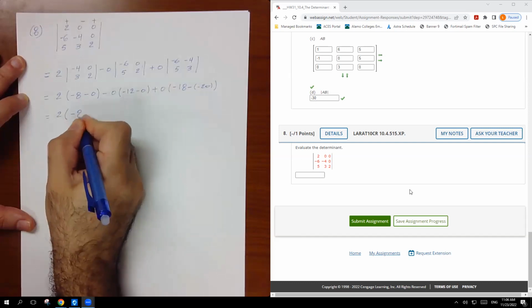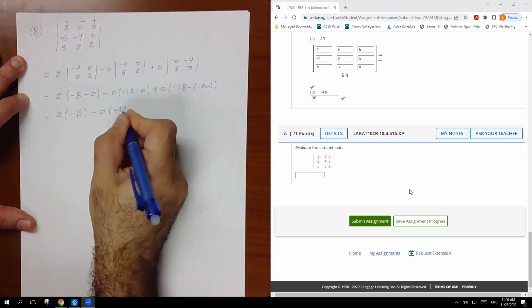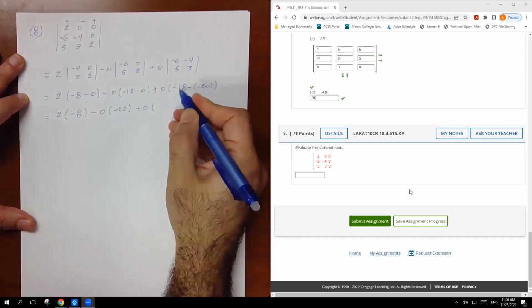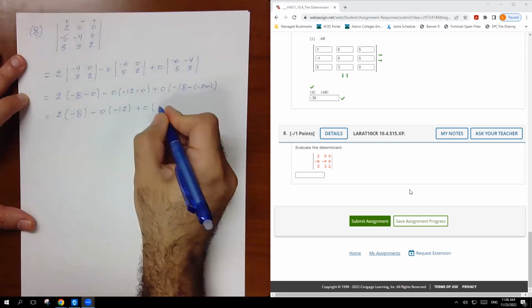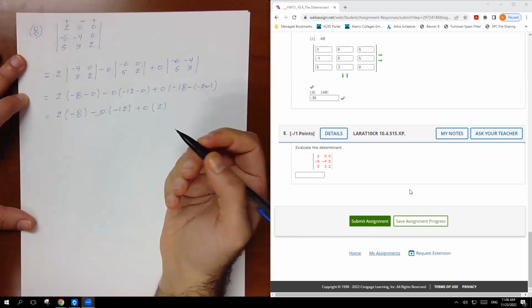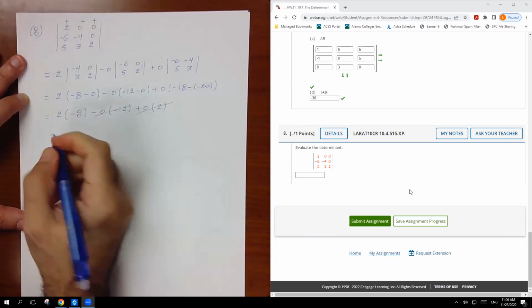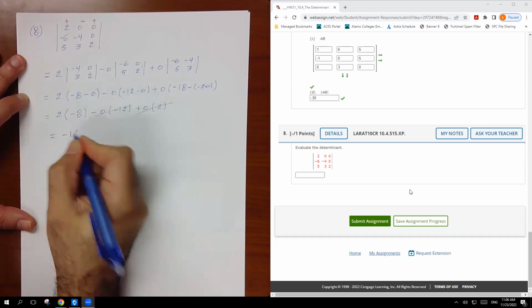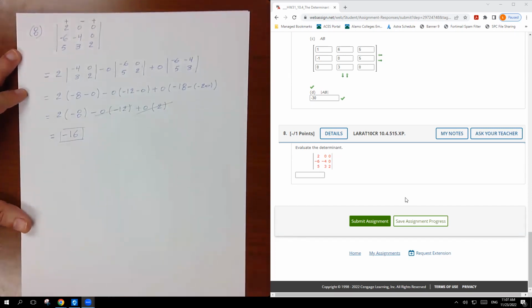Here is -8 minus, here is 0. This one is -12 plus 0, -18. Negative times negative is going to be +20. So -18 plus 20 is going to be 2. Again, if you look here, 0 times any number is going to be 0. 0 times 2 is going to be 0. So the left on this one is going to be 2 times -8. It's going to be -16. That means the determinant for this matrix is going to be -16.